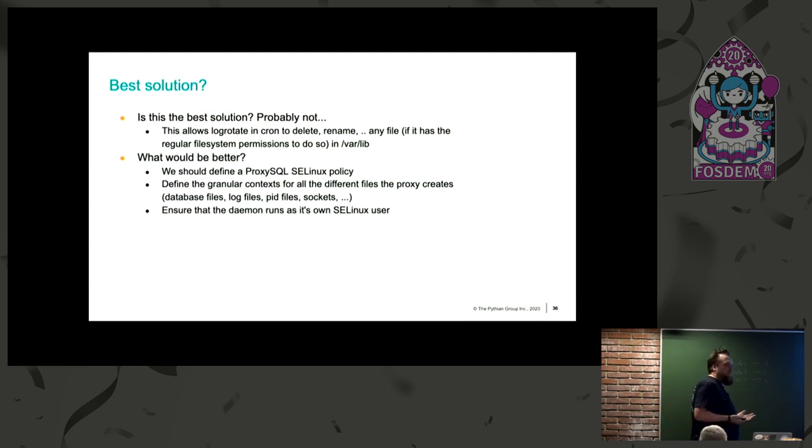So we got logrotate to rotate, and in this case now it has permissions to do so on all the files in /var/lib, which is probably not what you want. But for this project, it was okay.